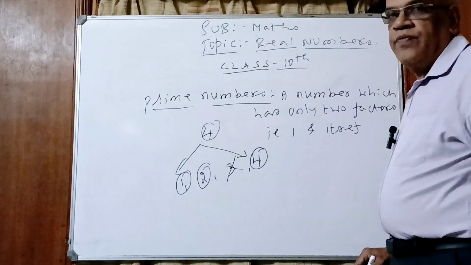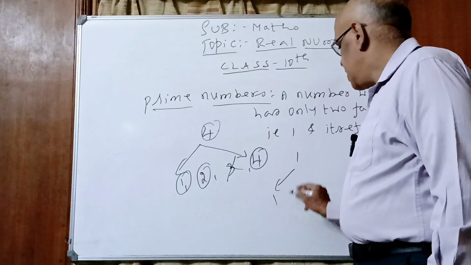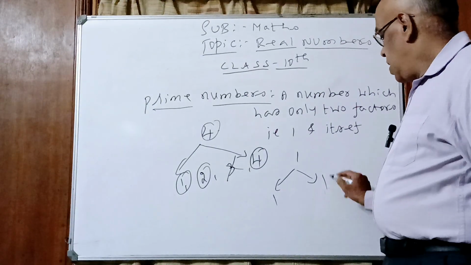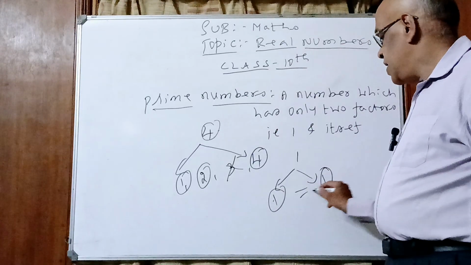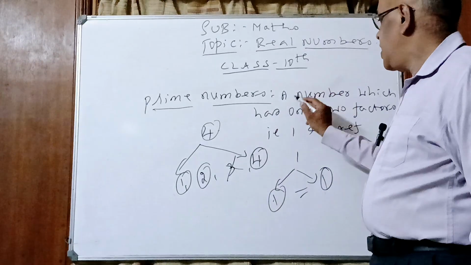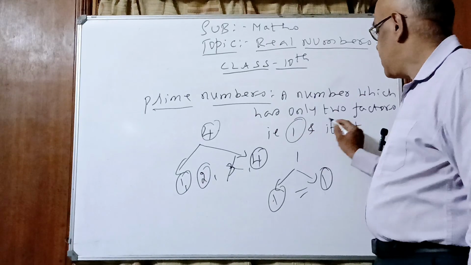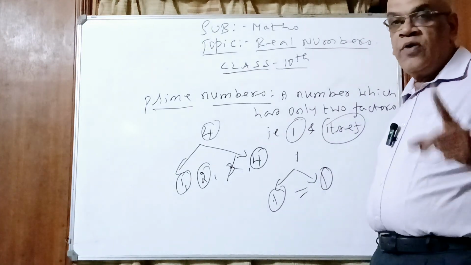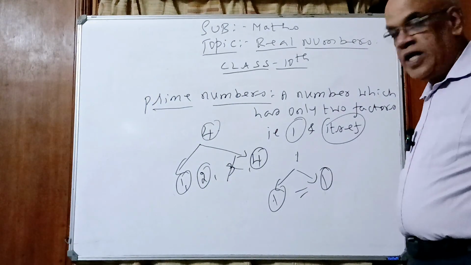Yes or no, children? Now take for example 1. 1 is only 1. There is no number beyond that. Practically speaking, 1 has how many factors? 1 and itself mean the same, so 1 has only one factor. What is the definition of a prime number? A number which is divisible by 1 and itself and has two factors. Here 1 is 1, itself is also 1. So it's not a prime number. Yes or no, children? Yeah.